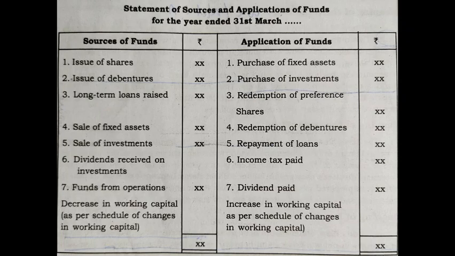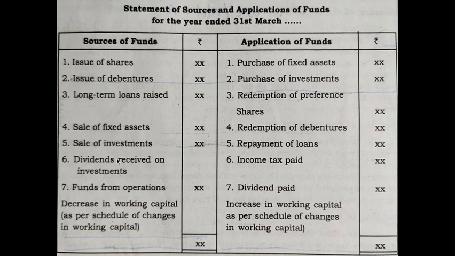Next one, sale of fixed asset. Usually we sell a fixed asset for cash. So whenever you are selling a fixed asset, you will get cash. When there is an increase in cash, it is considered as a source. Next one, sale of investment. Again, another type of source.